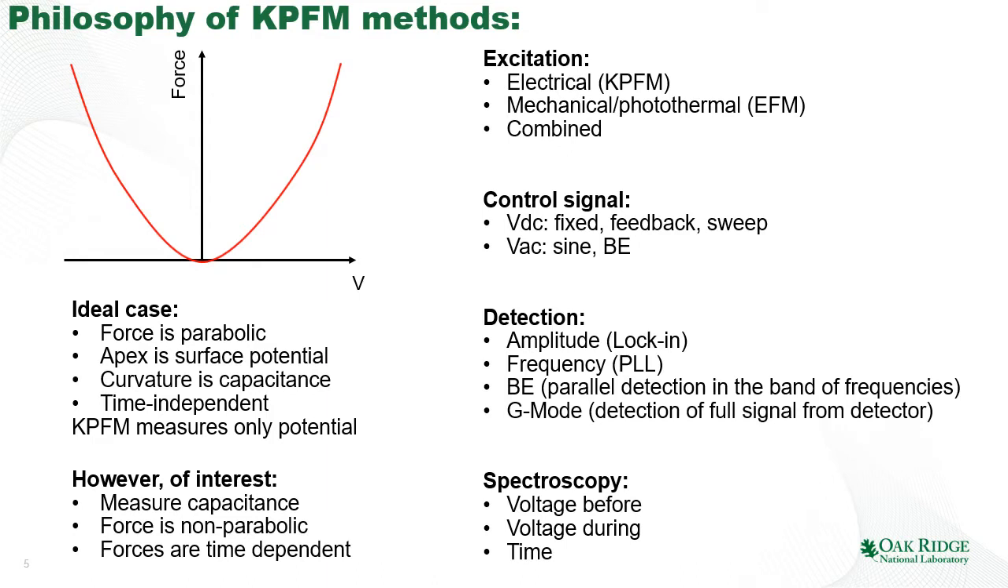Now, the detection can be amplitude-based, so the lock-in detection, frequency-based if you use the phase lock loop, band excitation if you detect in the band of frequencies in parallel, or it can be a G-mode detection. I'll talk about it in more detail, but basically the G-mode is based on the full information capture of the signal from the detector. So the excitation and the detection form the engine of the KPFM method.